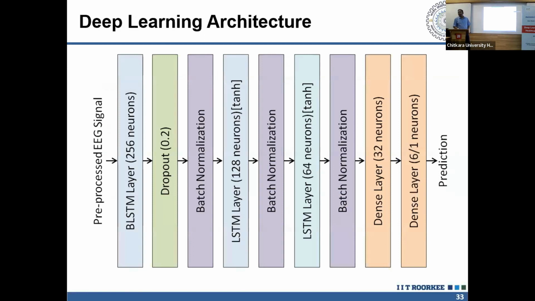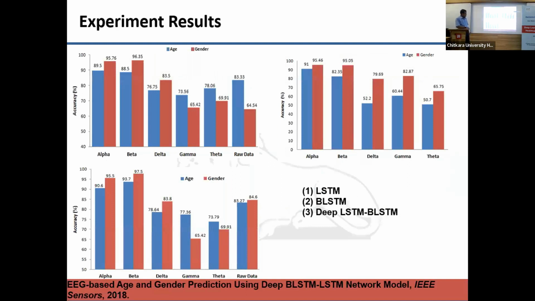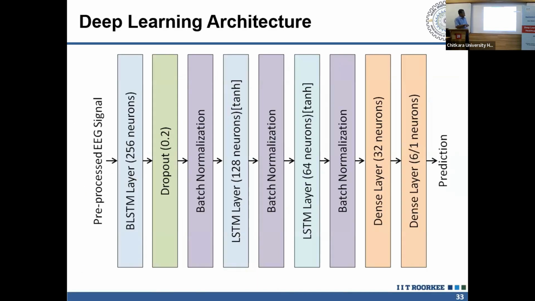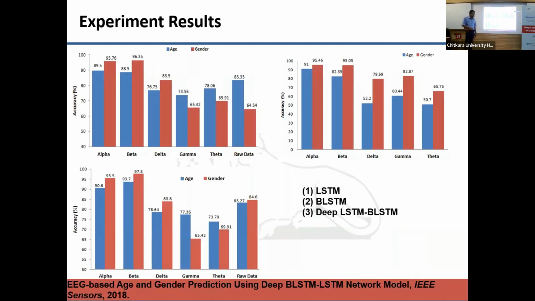We can also use deep learning architectures. You will find them in these papers, EEG based age and gender prediction using deep learning, deep LSTM, BLSTM. In this architecture, we have the EEG data, we do some pre-processing, then a BLSTM layer, dropout, batch normalization, LSTM, batch normalization, LSTM, batch normalization, and lastly dense layers. I'm not going into details. Using these LSTM and BLSTM layer architectures, we get an accuracy for gender recognition of, I think, 97.5.